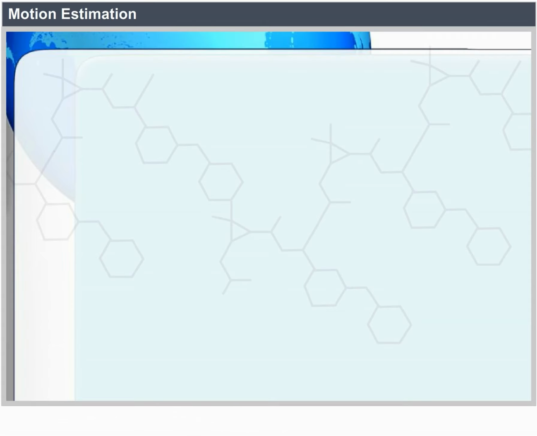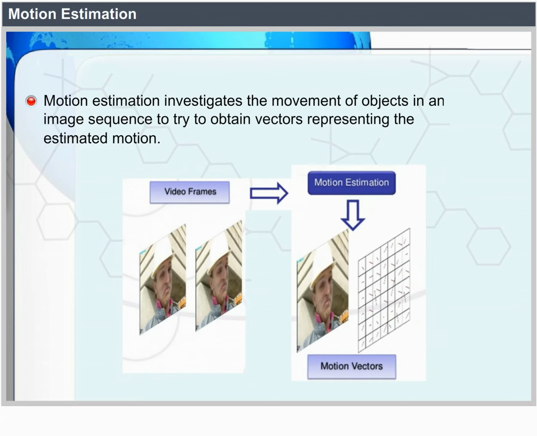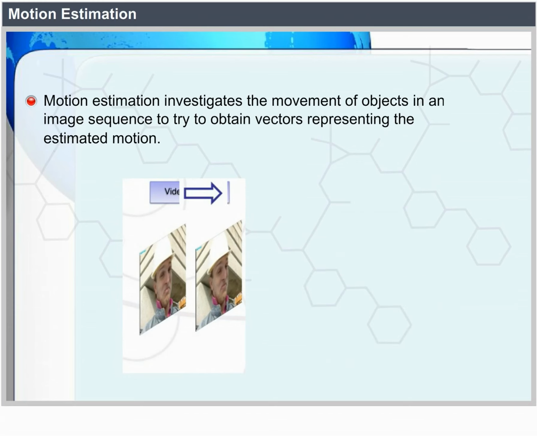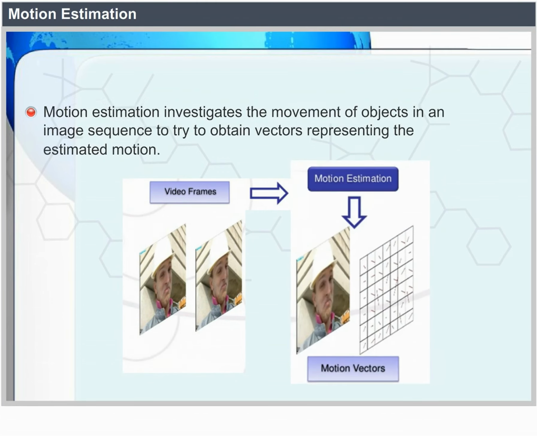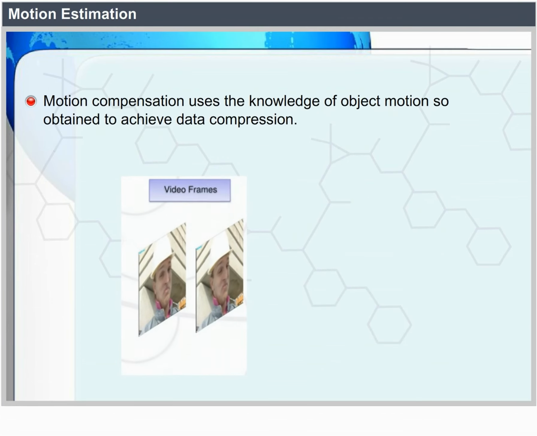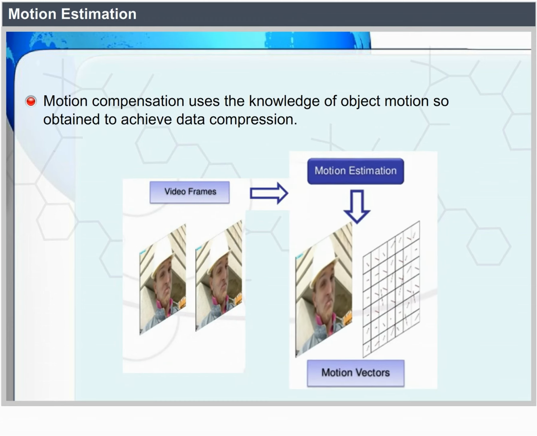Motion estimation. Motion estimation examines the movement of objects in an image sequence to try to obtain vectors representing the estimated motion. Motion compensation uses the knowledge of object motion so obtained to achieve data compression.